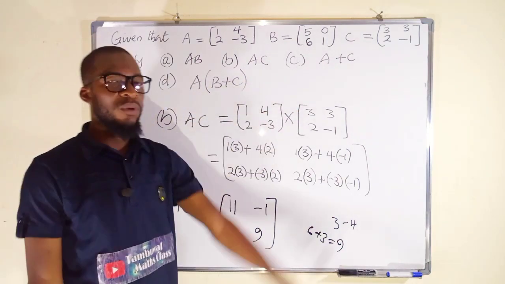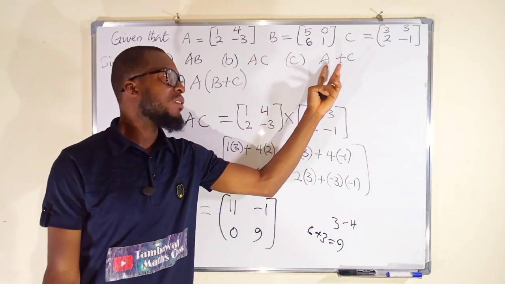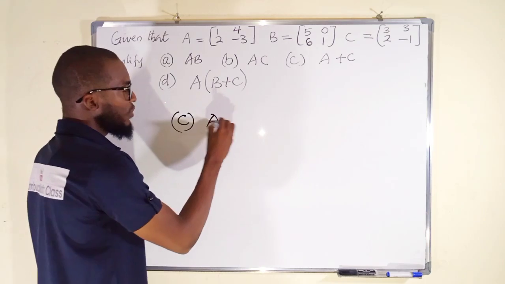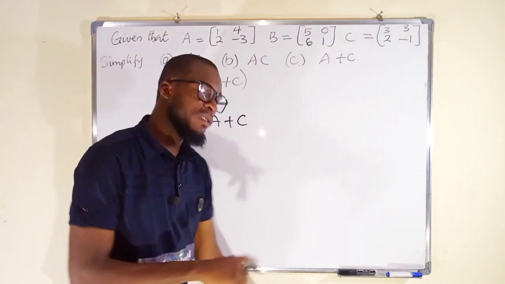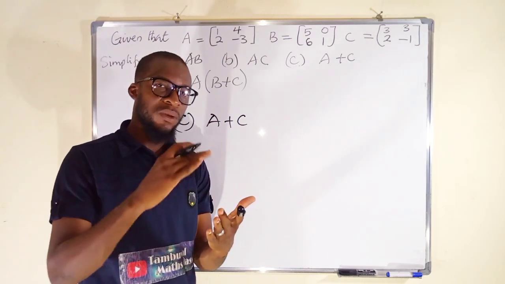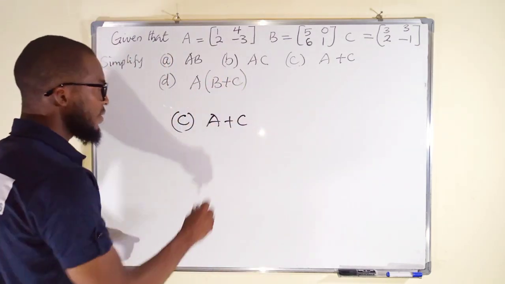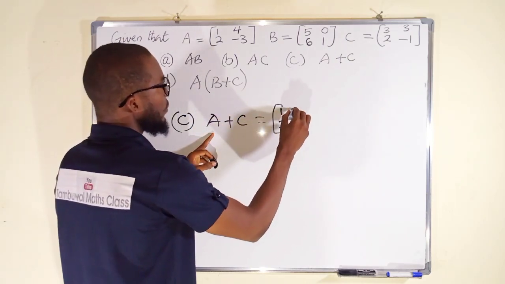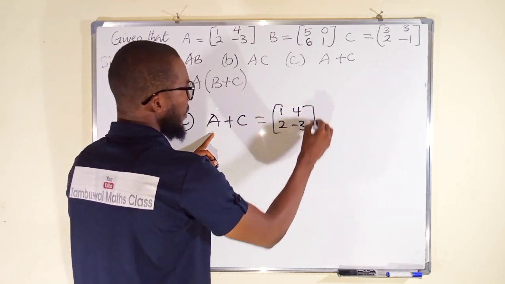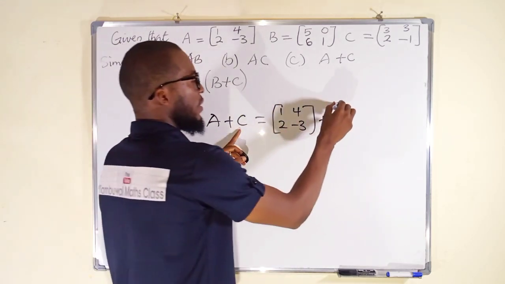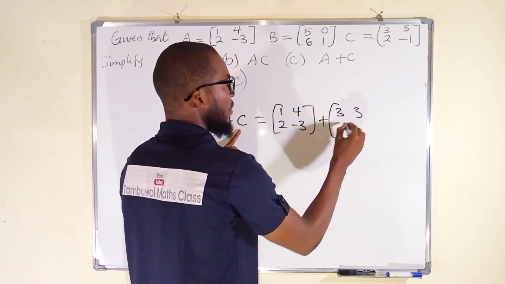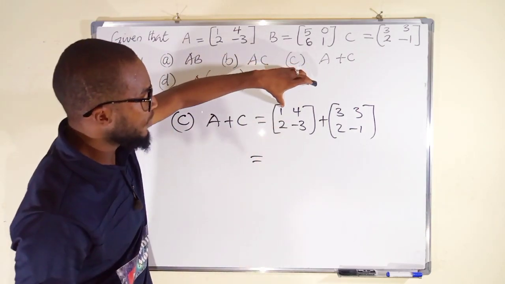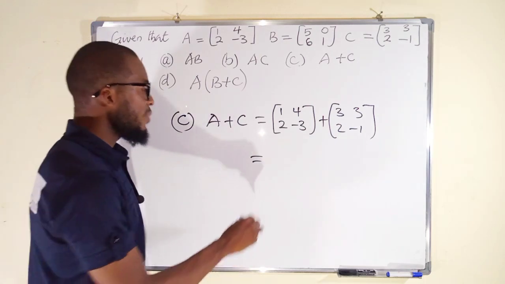Now let us move on to this other part, which is A plus C. We want to add these two matrices together. It is as simple as adding each entry together with its corresponding entry in the other matrix. So for matrix A, we have 1, 2, 4, -3. For matrix C, we have 3, 3, 2, -1. We take each matrix and add it to the other corresponding matrix.